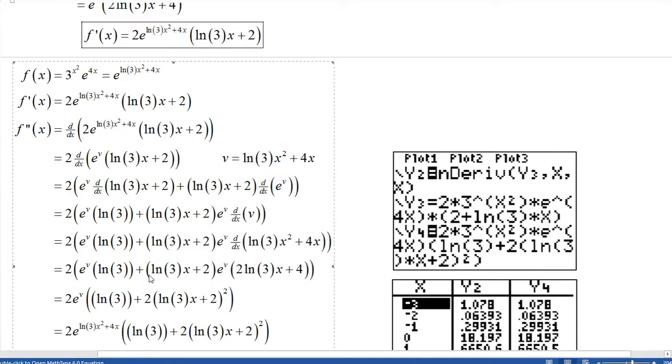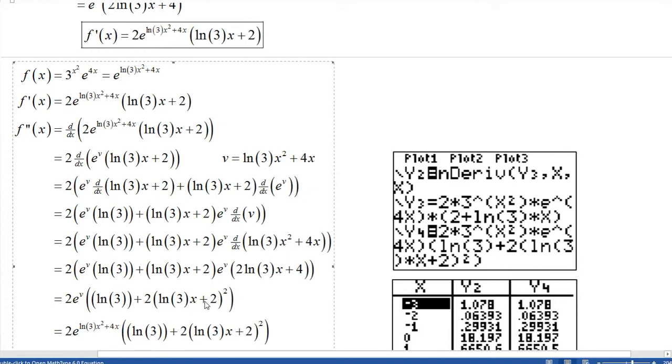Now here's our addition right here, so there's 2 terms. This is one term right here, e to the v times natural log of 3, plus all of this is another term. So they both have in common an e to the v, so I factor that out, and that leaves a natural log of 3 for the first term. For the second term, if I factor a 2 out of this, then I get natural log of 3x plus 2, which is the same as that. So it's 2 times natural log of 3x plus 2 squared.